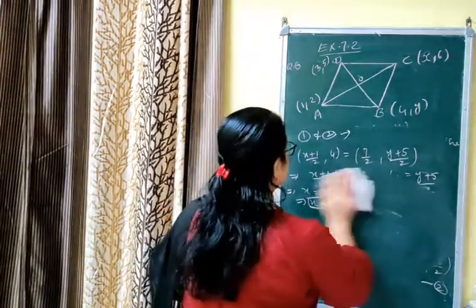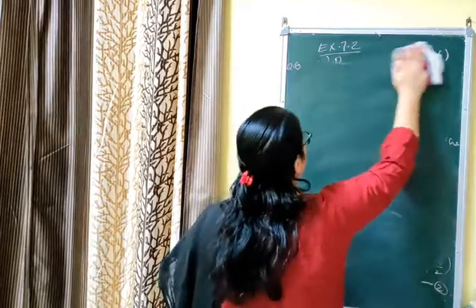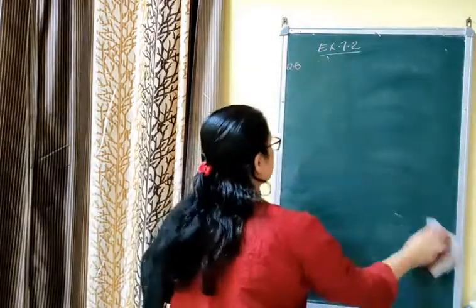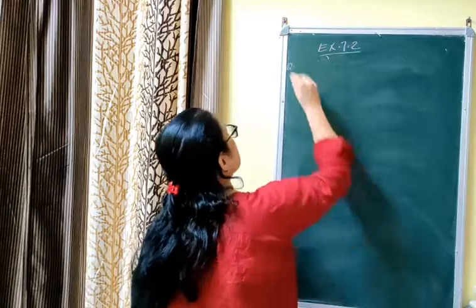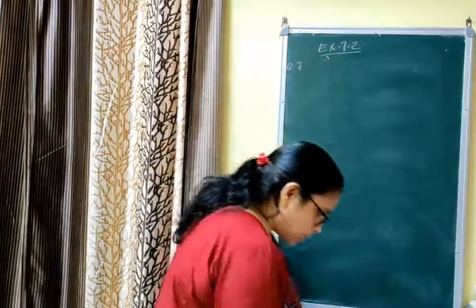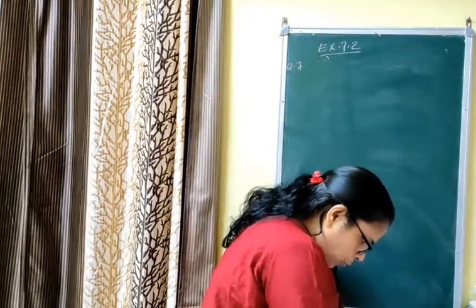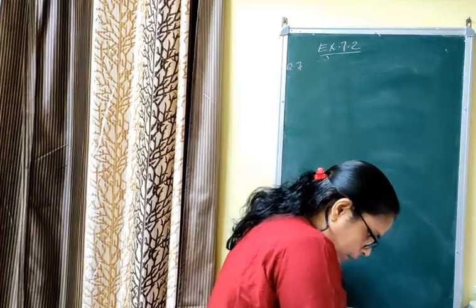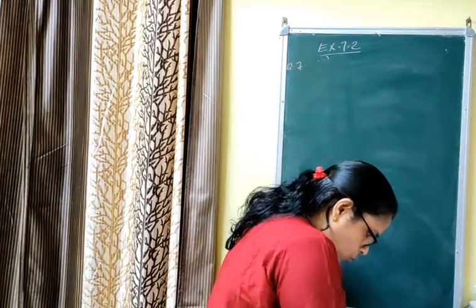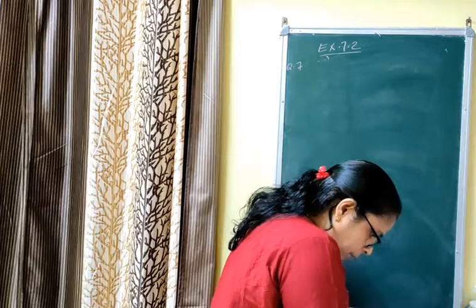This is the 6th question. Next question is the 7th question. I am reading the question first of all and after that we will start doing. Question 7 is, find the coordinates of the point A where AB is the diameter of a circle whose center is (2, -3) and B is (1, 4).